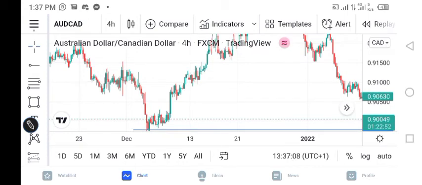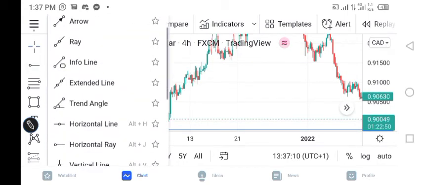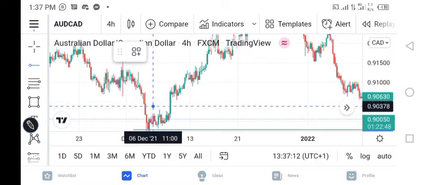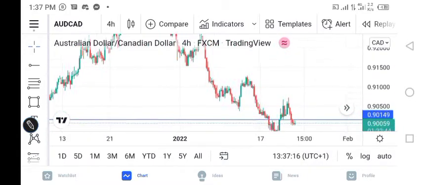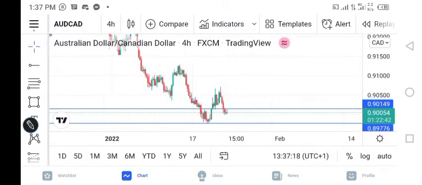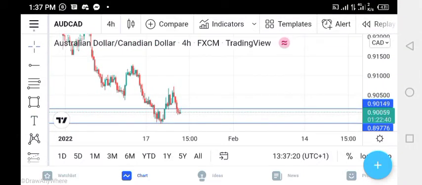So now I will pick my demand zone to be around this level. I want to see the market reject out of this zone. As you can see, the market bounces off this zone, so I'll be expecting the market to come back.